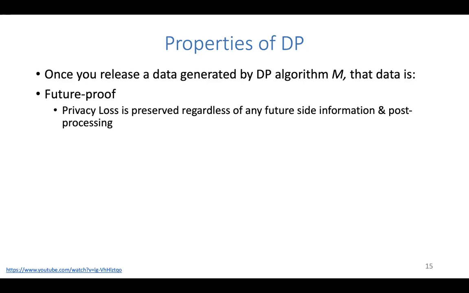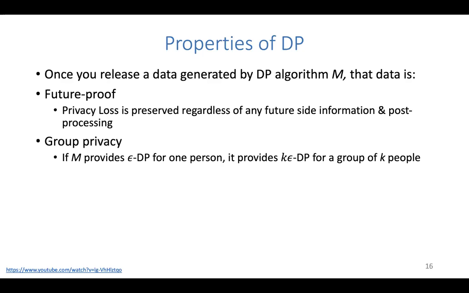So whether you do machine learning on the data set or not. For example, if the data set released is already epsilon differentially private, and then you learn a machine learning model on top of that, then that machine learning model will still be epsilon differentially private. So that's how powerful differential privacy is.